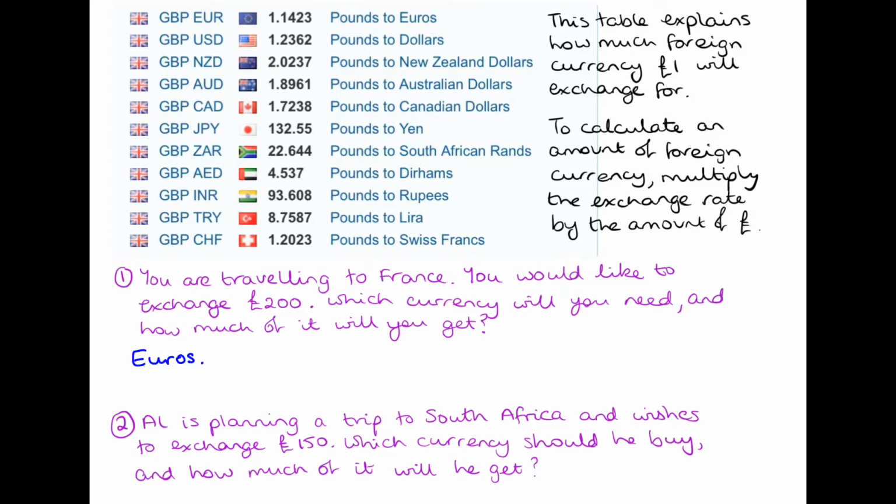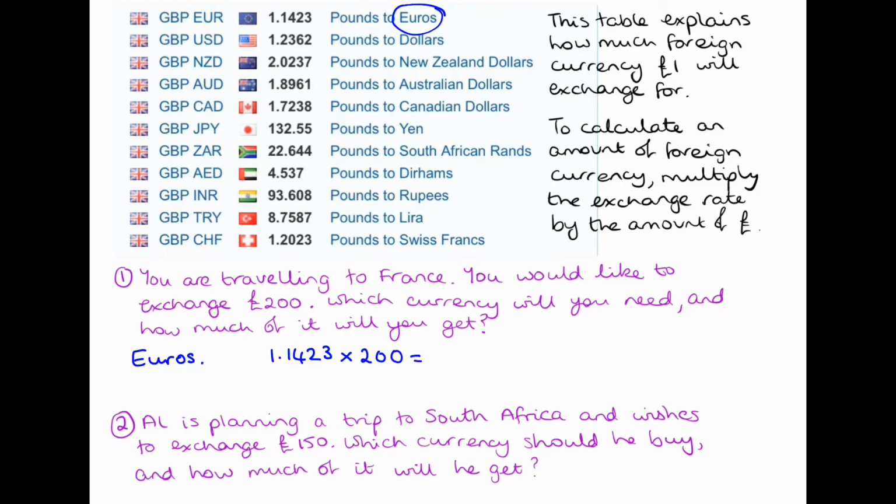Okay, and we take the exchange rate and we multiply it by the number of pounds, because remember, this number tells you how much of the foreign currency you'll get, or how many euros you'll get for £1. And here's where we're looking at in the table, remember? I'll just circle that, euros. So 1.1423 times, we want £200 worth.